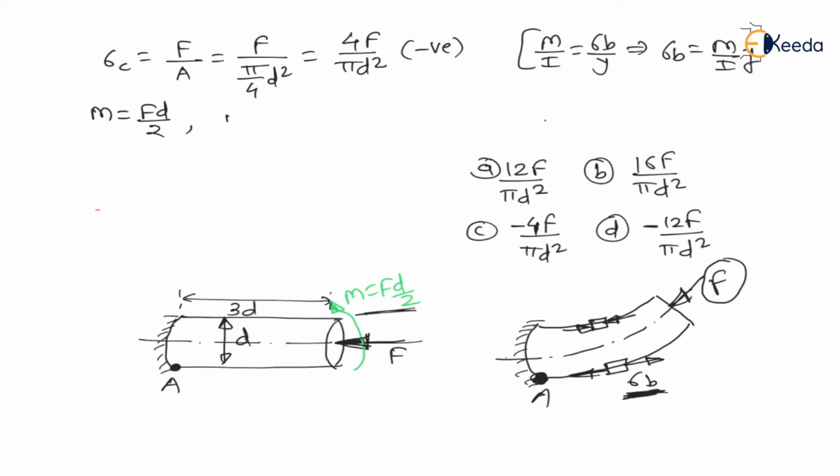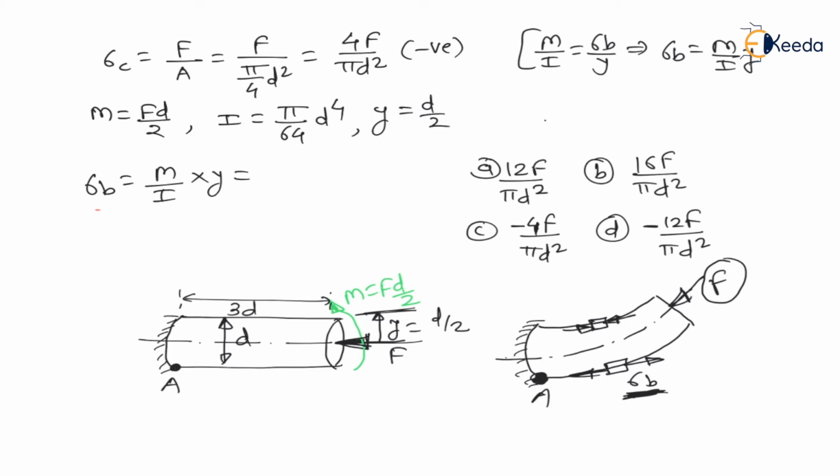Now for circular cross section, what is I? I is nothing but pi by 64 d to the power 4. And what will be y? That is the distance of the extreme fiber from the neutral axis, that is d by 2. Therefore y is d by 2 for circular cross section. Therefore write down what is sigma b. Sigma b is M by I into y. Put the values: F d by 2 whole divided by I, which is pi by 64 d to the power 4, and y is d by 2.